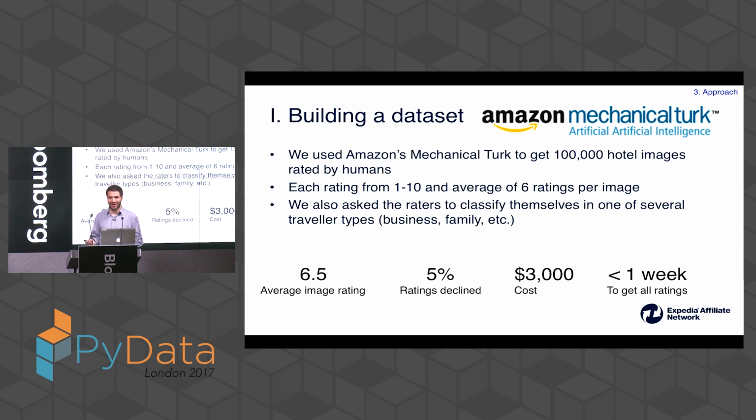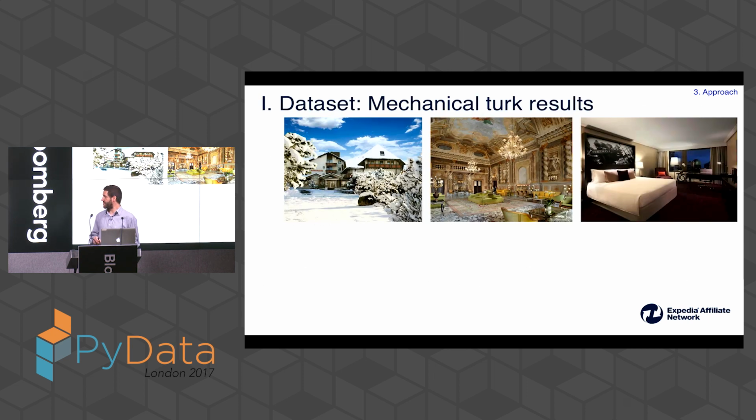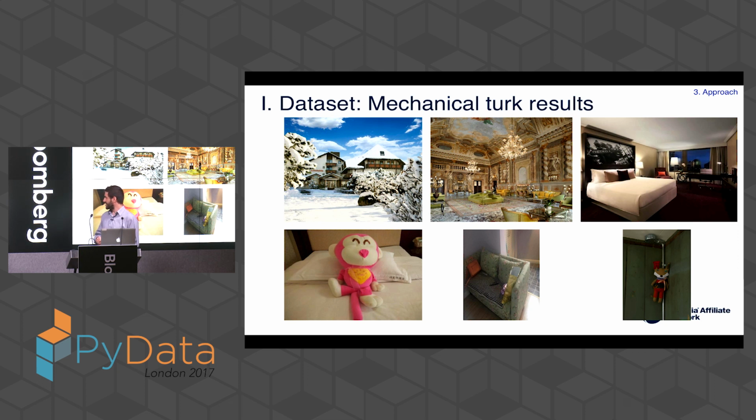In terms of results from the Mechanical Turk, our average score is actually 6.5 from 1 to 10. We declined about 5% of the ratings because basically they were cheating or automating the process. And this cost us $3,000. So it's fairly cheap to get 100,000 ratings for only $3,000, and it took less than a week to get all the ratings. So it was a fairly efficient process in the end. These are some of the top images according to the Mechanical Turk rating. And these are some of the bottom images.